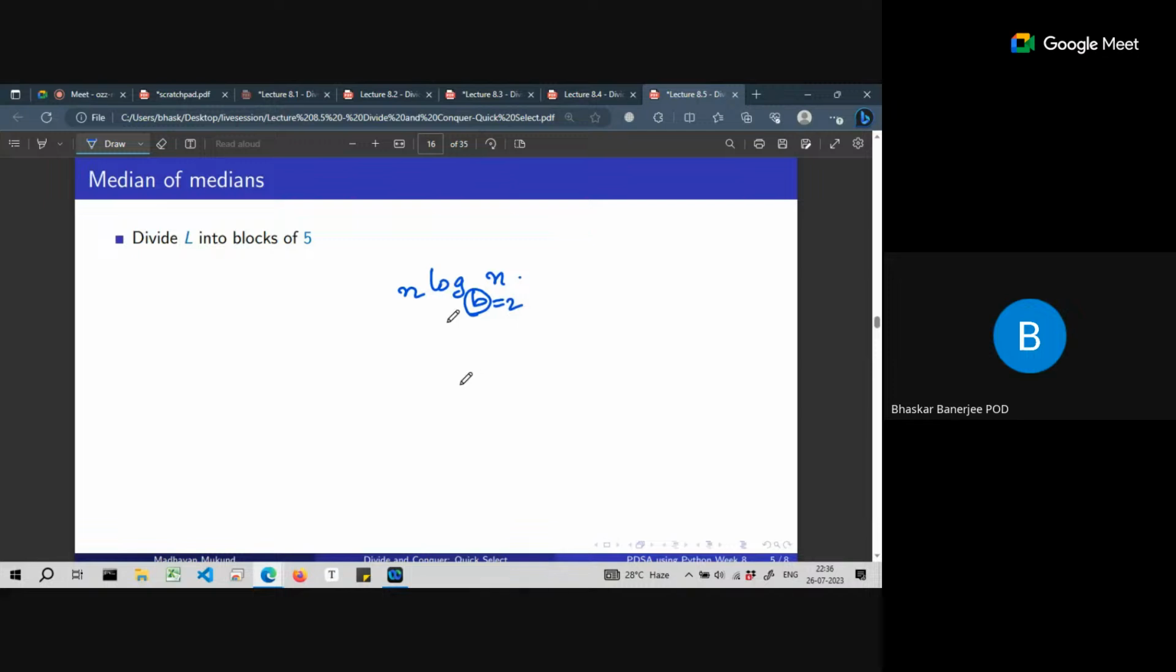But whenever I'm putting order outside of this, the base b becomes irrelevant, because in asymptotic analysis, the constant doesn't matter. So that's how this turns into n log of something, whatever you want to call it. It doesn't matter. It can be anything, and I can ignore the base.